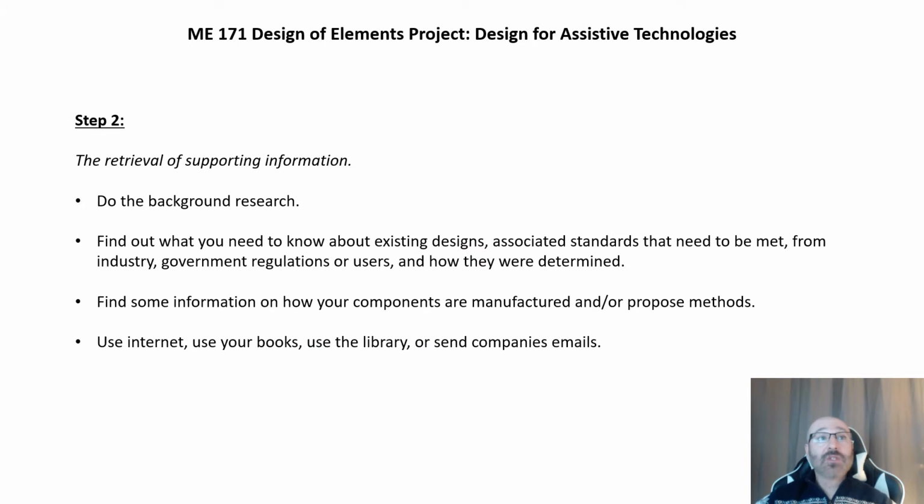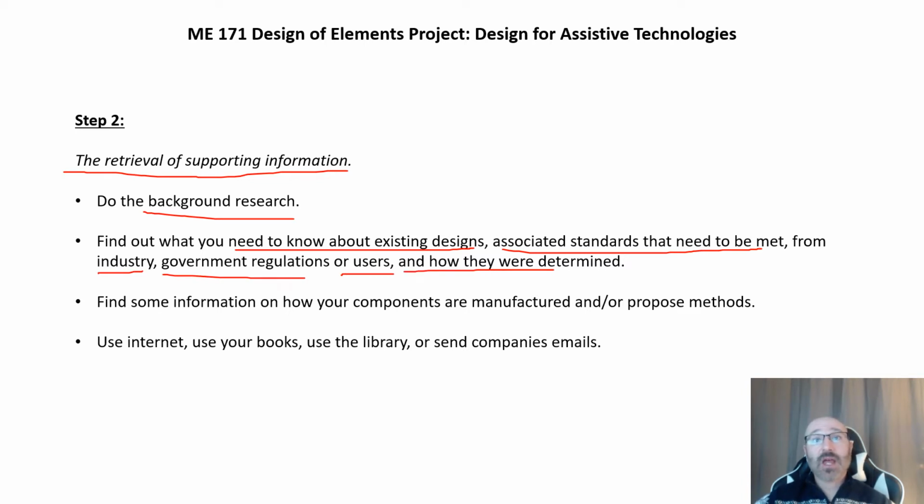Now for step two, this is the retrieval of supporting information. This is where you're going to begin your background research. So you need to find out what you need to know about existing designs that are on the market and what the associated standards are that need to be met. Now this may come from industry standards, government regulations, user criteria. And you need to write down also and explain how you determined what these standards are. You're also going to need to find some information on how your components are manufactured or how you propose to manufacture those components. You can use internet, use your books or the library, or send emails to companies in order to do this background research.